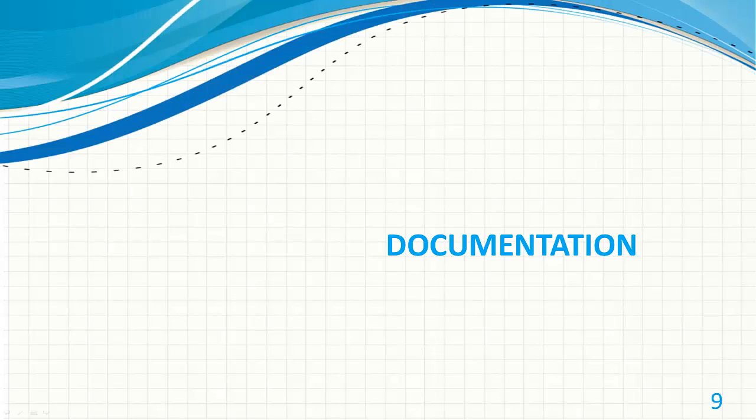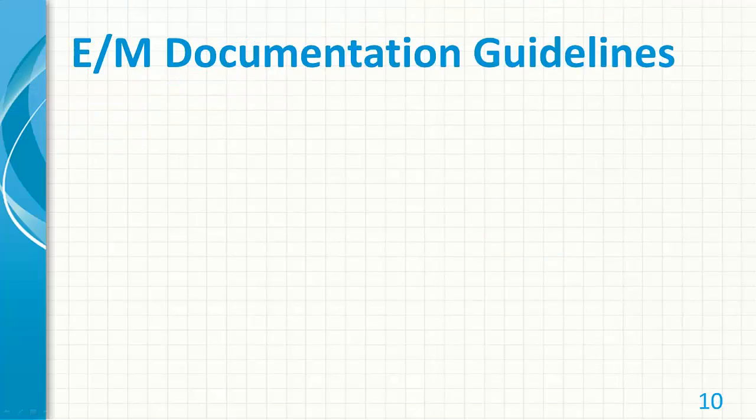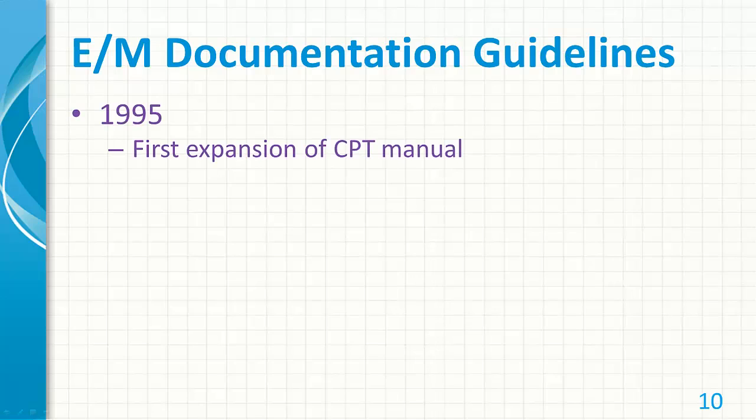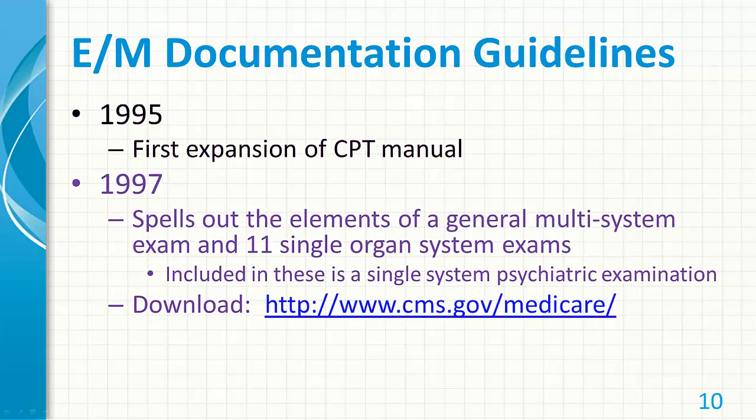A couple of words about documentation. The E&M documentation guidelines explain in detail what is needed for an E&M service. There are two sets of guidelines, 1995 and 1997. Any visit may be documented based on either 1995 or 1997 guidelines, but not a mixture. Child and adolescent psychiatrists should use the 1997 guidelines, as these are equal or better for psychiatric patients nearly all of the time. The rest of this talk is based on 1997 guidelines.